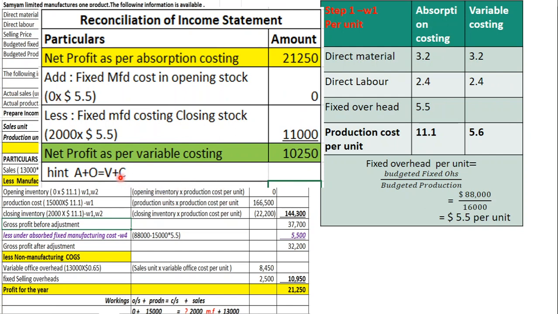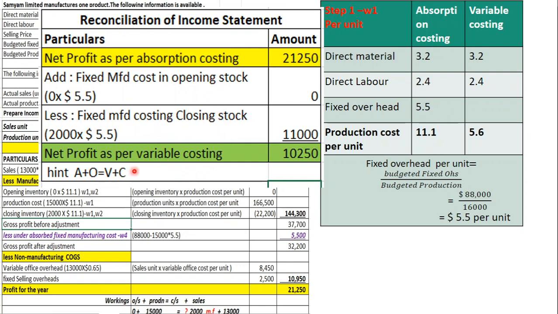Then if you look at this equation, C comes inside, becomes minus. So less fixed manufacturing cost in closing stock. It's not costing, it's cost. Closing stock we had 2000 in our earlier solution for the month of February, remember that. So 2000 into, again you multiply with this rate 5.5, you get 11,000. So when you add 0 and subtract 11,000, you get 10250 as a net profit as per variable costing. So that's how we prepare our reconciliation statement.